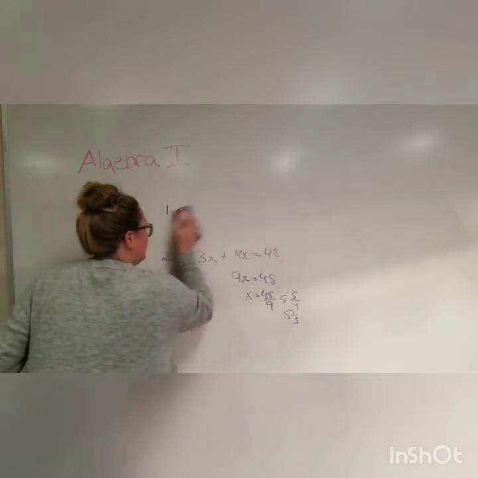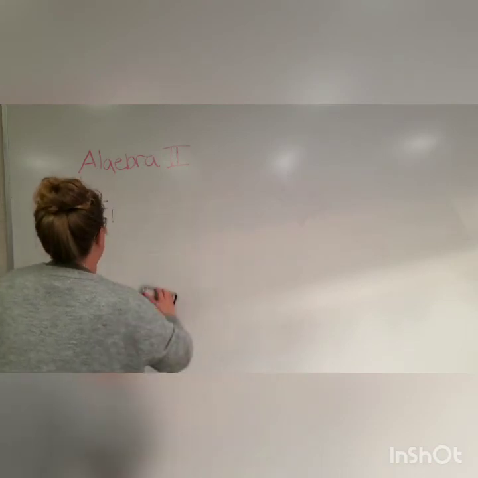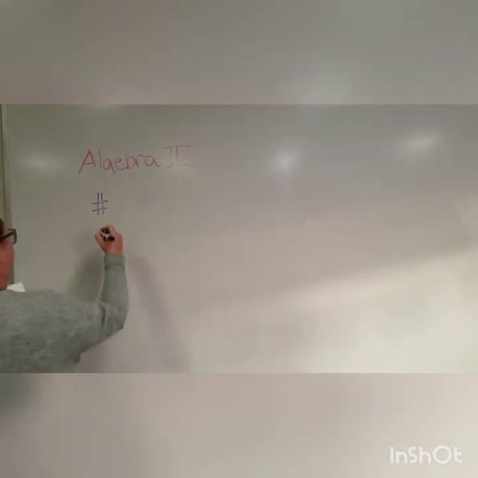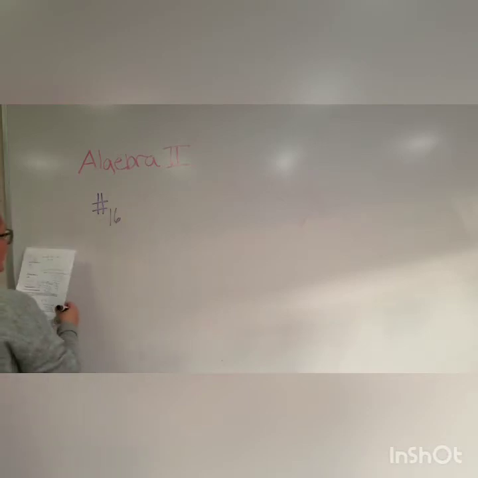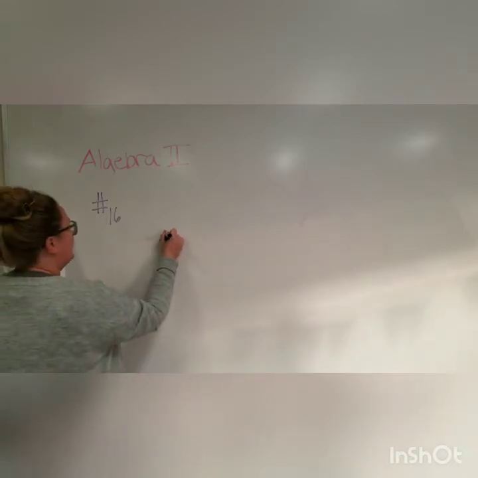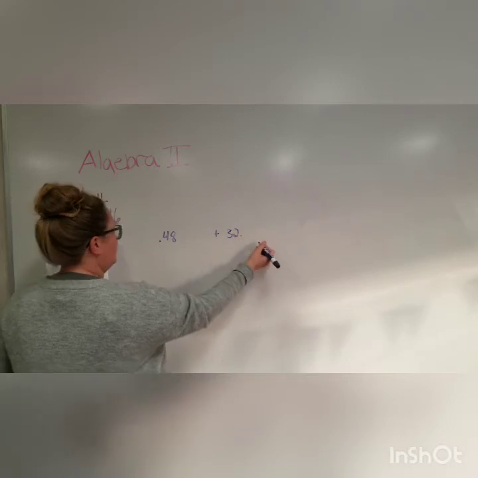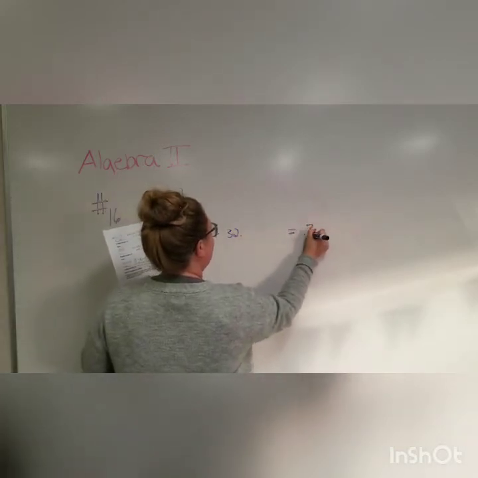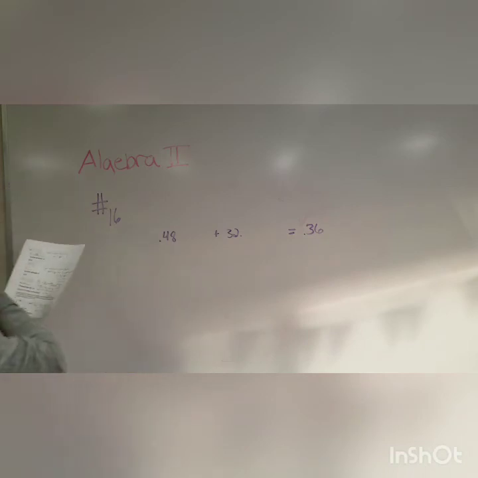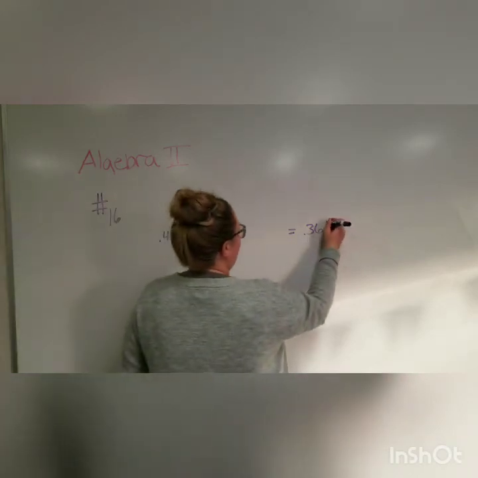Next, we have a mixture problem, problem number 16. How much orange juice at 48 cents a liter should be mixed with grapefruit juice worth 32 cents a liter to make 400 liters of a mixture worth 36 cents? So deal with your money first. You're going to mix 48-cent stuff, orange juice, with 32-cent grapefruit juice to make the mixture that's 36 cents. All right? And then what you know is the end result. We know at the end we need to have 400 liters.